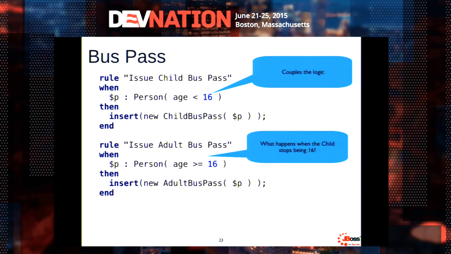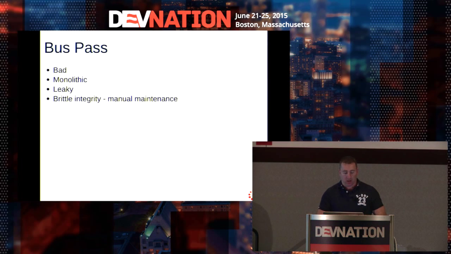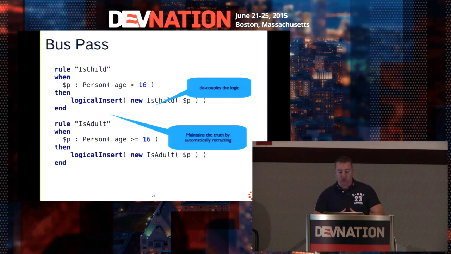What happens when someone moves from the ages of 15 to 16? You're going to end up with a child bus pass and an adult bus pass because of the inserts there. And we can improve on this. So I'm going to, first of all, show you how we can do this by separating the 2 rules into separate rules.